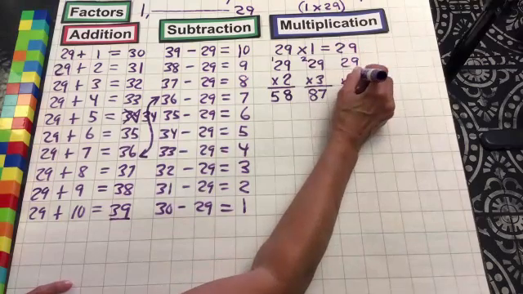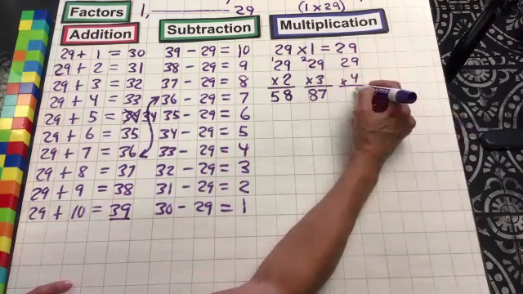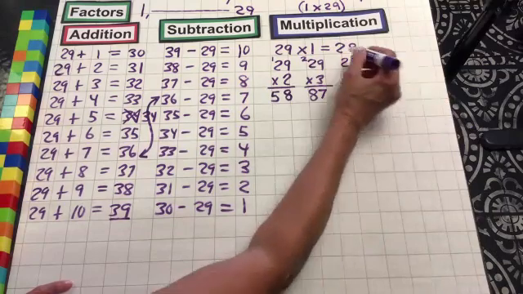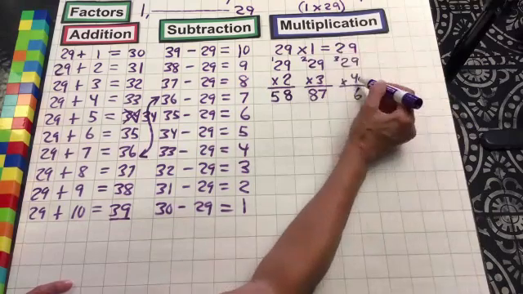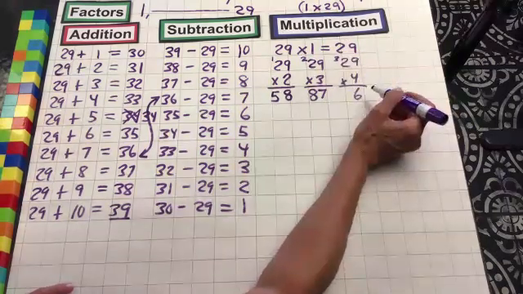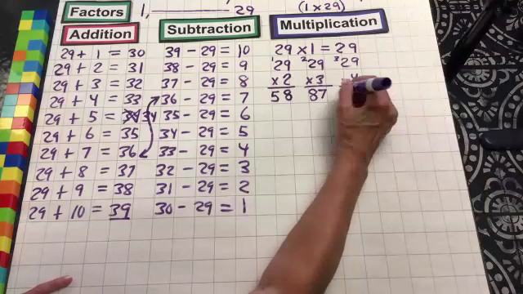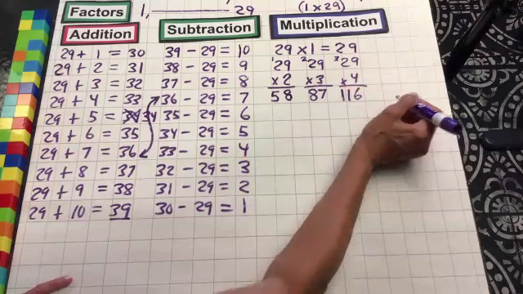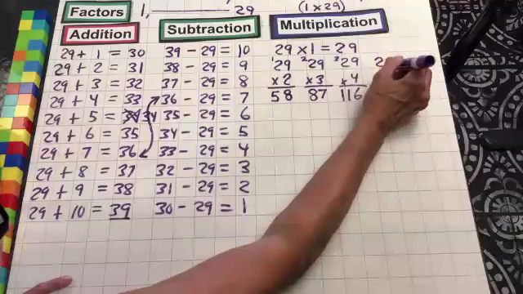29 times 4. 4 times 9 is 36. Drop the 6, carry the 3. 4 times 2 is 8, plus 3 is 11. 29 times 5.